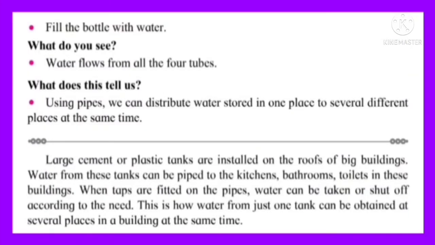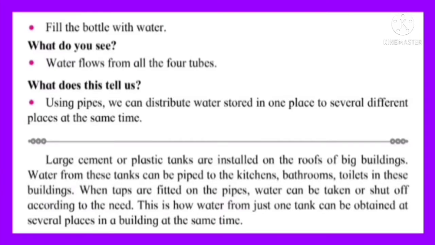It tells us that when we fill the water in the bottle and make 4 holes and put tubes in the holes, fixed tightly, all the water comes out through the pipes that are put inside the holes. It tells us that when we use pipes from one storage, we can distribute water to many places at the same time. So if there is one water storage, from that storage, water can be given to people at different places at the same time.